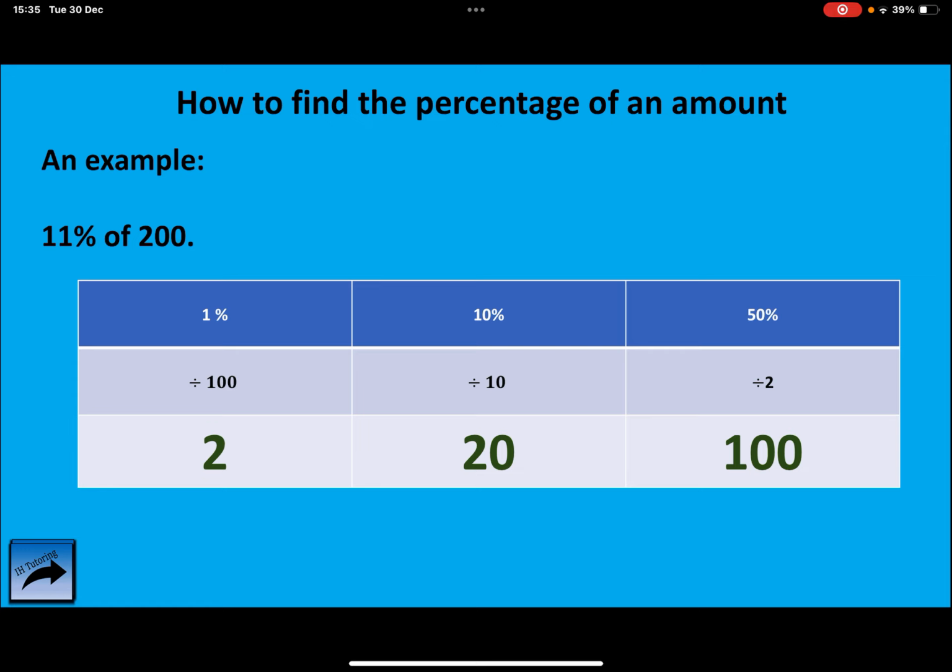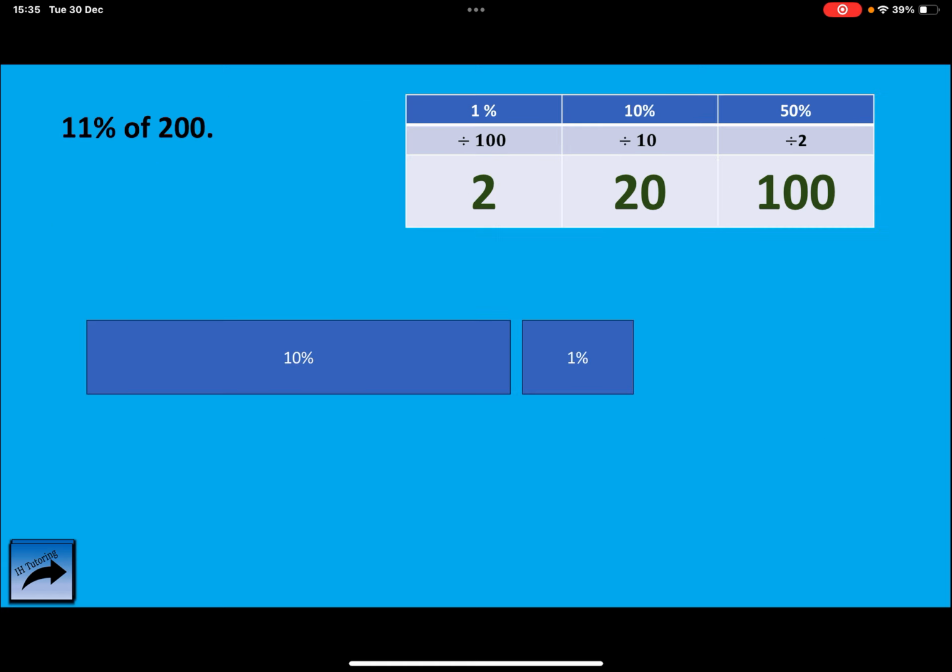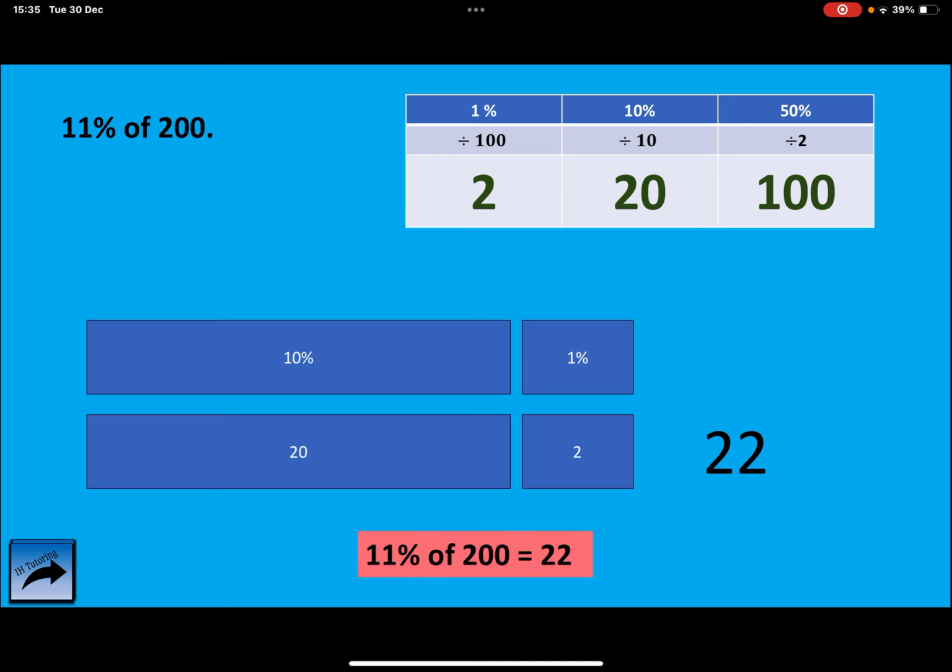So you've got those 3 percentages there to work with whenever you're answering this question. Sometimes you can write it out in a quick table or just make some jottings on the side of the page just to remind you. So if we're trying to work out 11%, we already know 10% and we know 1%. So we can add those two together to make the 11%. So 10%, as we can see from our table, is 20, and 1%, as we can see from our table, is 2. Therefore, 11% of 200 is 22. 11% of 200 equals 22.